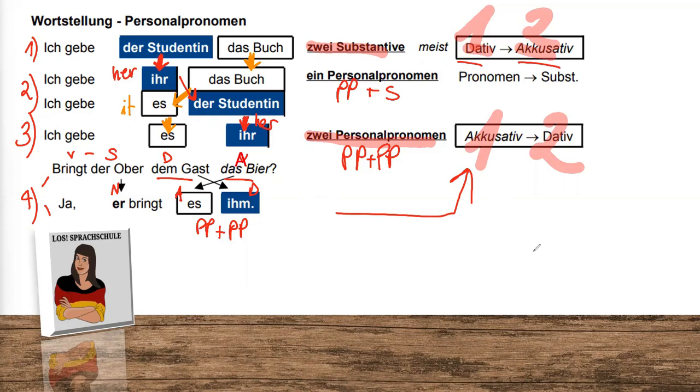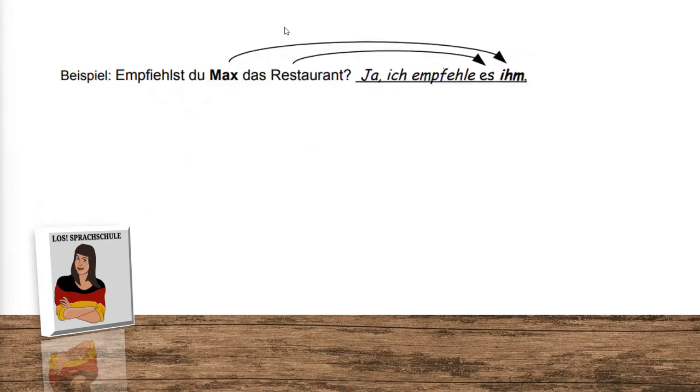Let's check out the exercise. We do the first example together. We read, Empfiehlst du Max das Restaurant? Do you recommend Max the restaurant? And now we have a name here, and names make it a little harder because we don't know if it's accusative or dative. But of course we know.